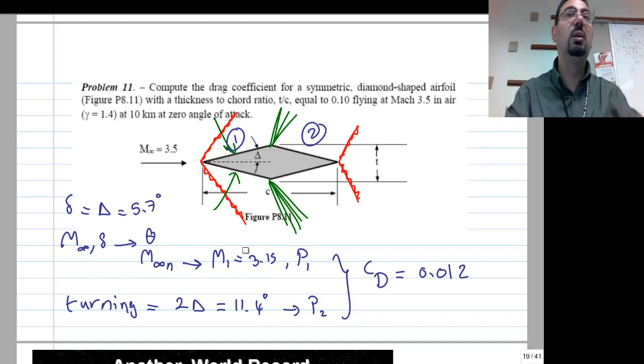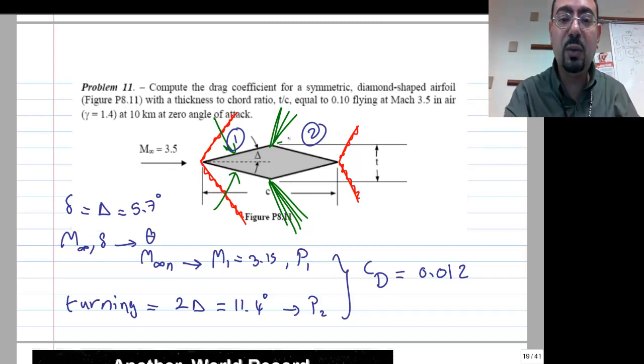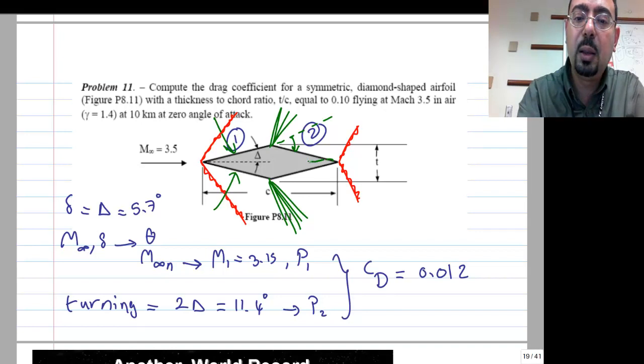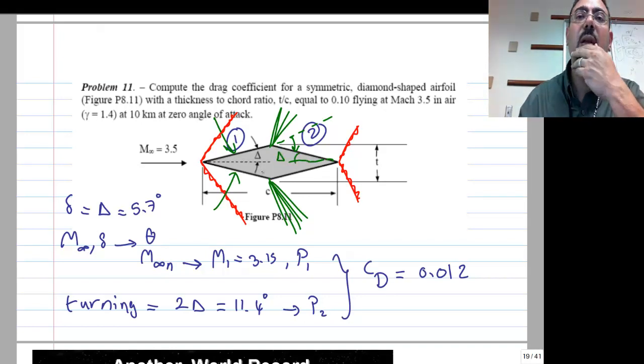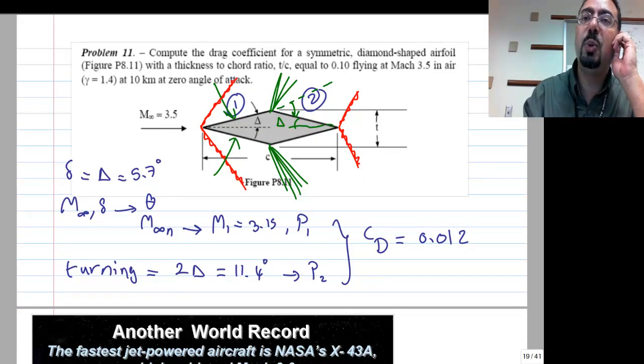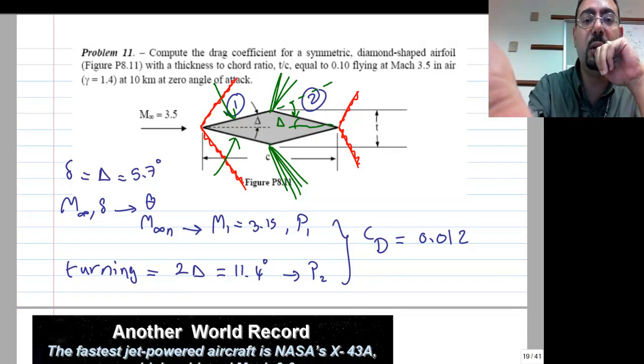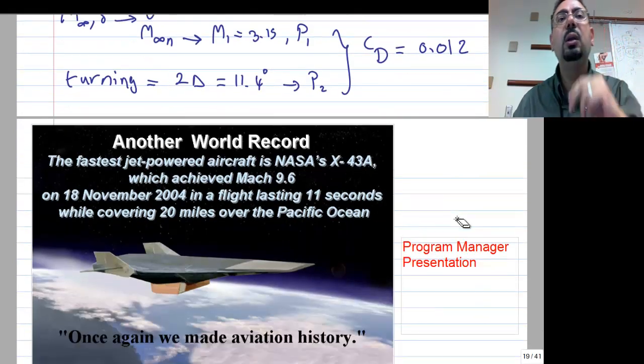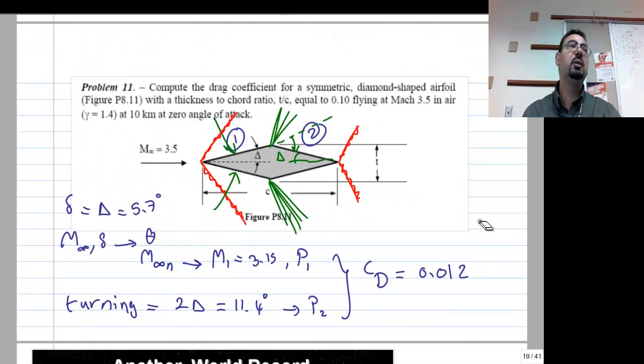And for the expansion fan here, how much is the turning? 2 delta. We already decided that, right? We said that this angle is always this plus this. So for symmetric airfoil, if this was delta, this also will be delta. Good. So the answer is CD is 0.012. Try this at home so that you can practice to do this quickly. All right? Questions for the drag and the lift?